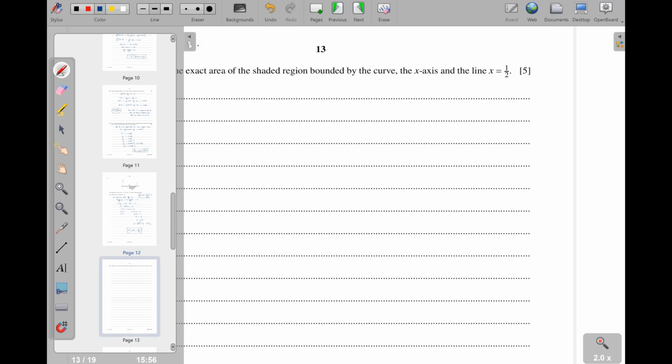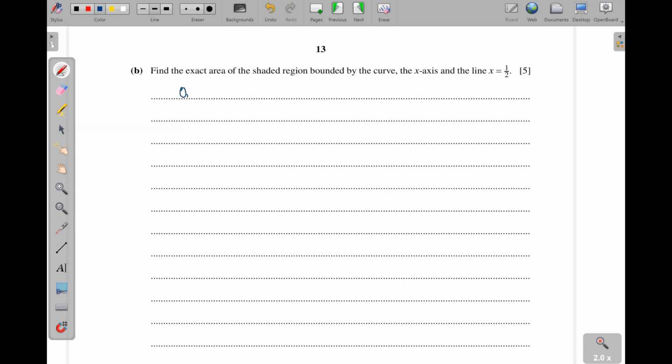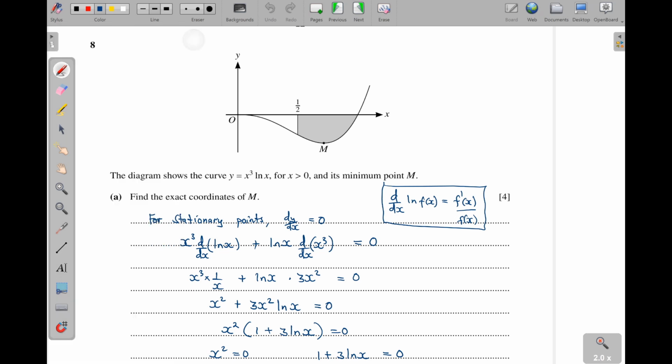So we shall say that on the x-axis, what do you know? y is equal to 0. So that means our y, which is x cubed natural log of x, is equal to 0. You can split this: x cubed is equal to 0, and then the natural log of x is equal to 0. So that simply implies that x here is going to be equal to e to the power 0, which is 1. So where this one is cutting the x-axis, it is 1. And then, of course, the 0 is here.